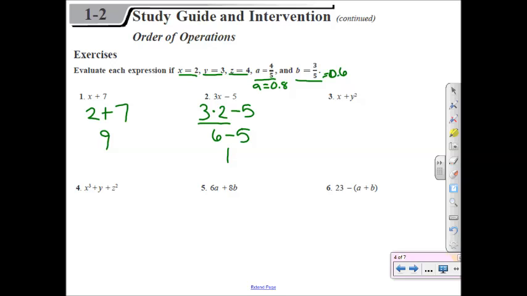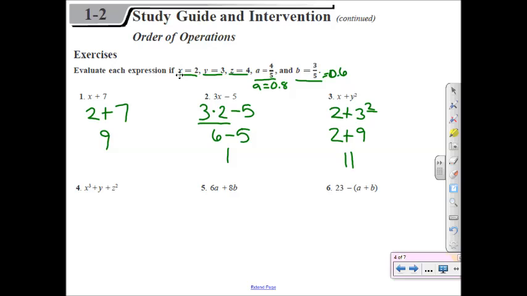In number 3, we have x plus y squared. X is 2 plus y is 3 squared. Order of operations: Please excuse my dear Aunt Sally. We don't have parentheses, but we do have exponents. So we're going to do 3 squared first. 3 squared is 9. And then the only operation left to do is addition. 2 plus 9 is 11.